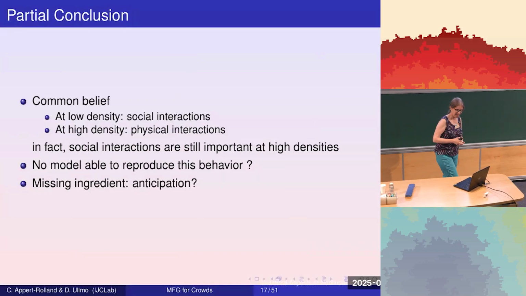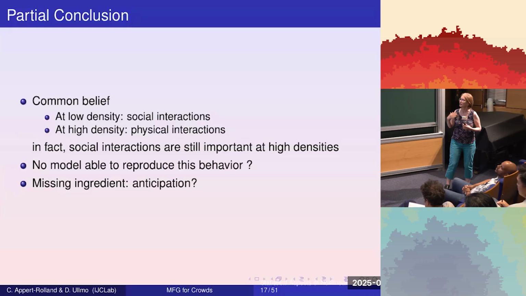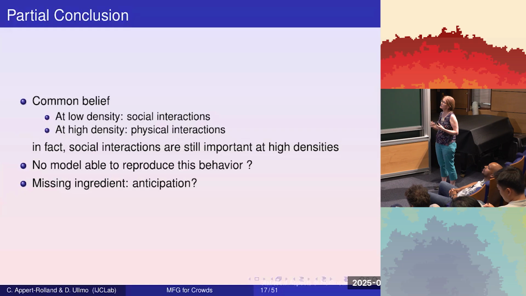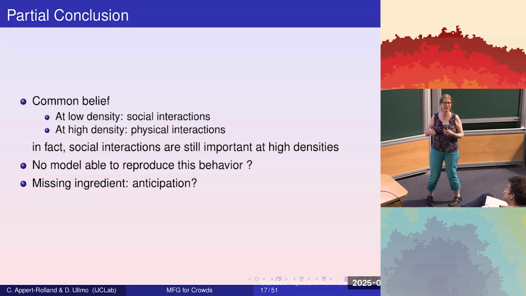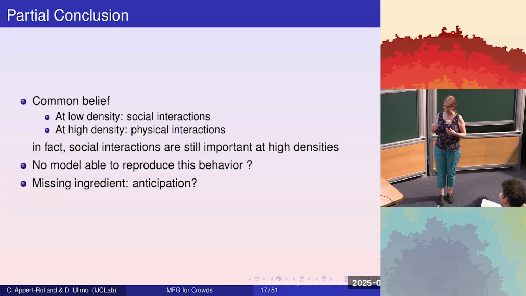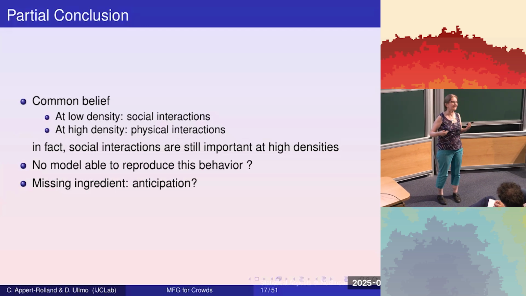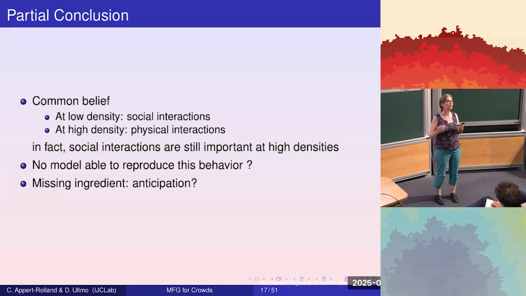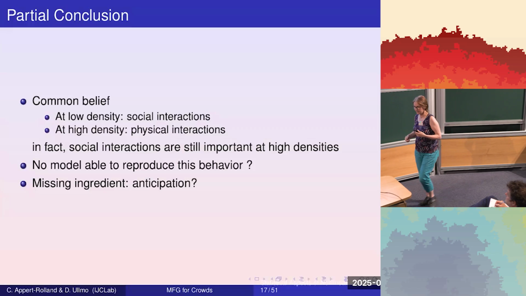What we could consider, at least, is that even at very high densities, even with physical interactions, we still have some forces which are not physical, which are social. And they would require two things. First, that we are self-propelled, that we are allowed to move in a direction which is not aligned with the forces. And it seems that we anticipate when we do this.